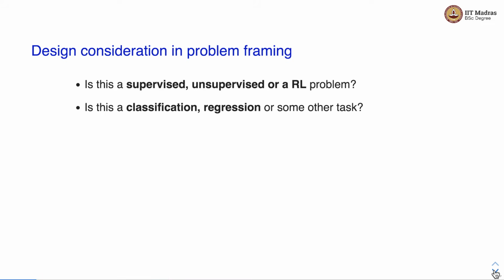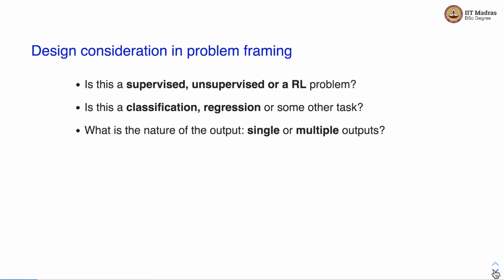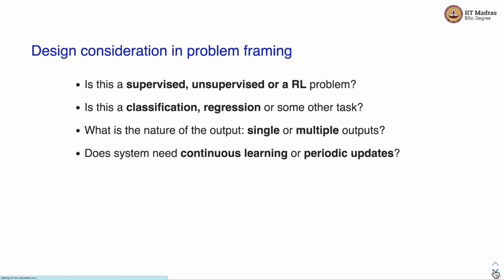Let's look at some of the design considerations in problem framing. We need to figure out whether the problem is supervised learning problem, unsupervised learning problem, or a reinforcement learning problem. You are aware of supervised and unsupervised learning problems from Machine Learning Techniques course. So as part of supervised learning task, whether it's a classification or regression task or some other task, what is the nature of the output? Whether there is a single output or multiple outputs that are expected from the machine learning system. Does the system need to learn continuously, or are periodic updates sufficient?